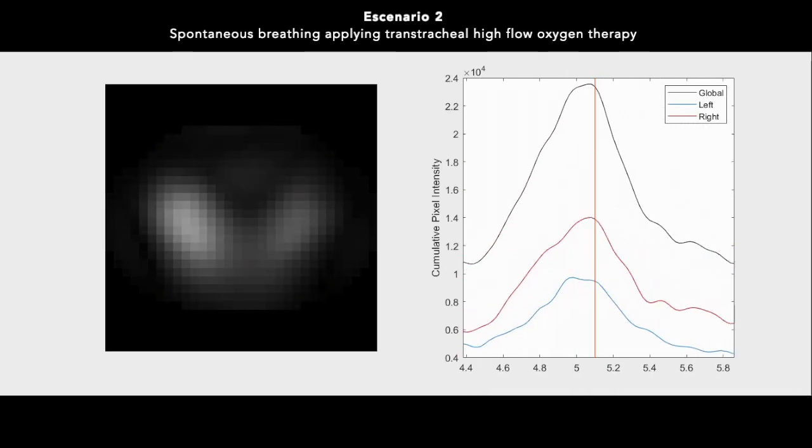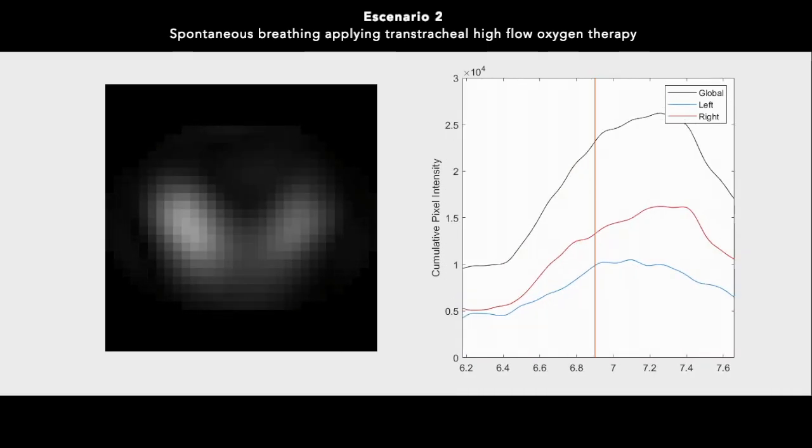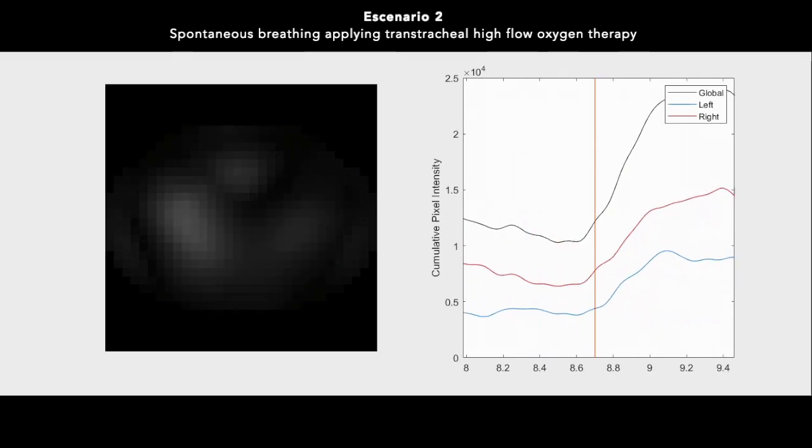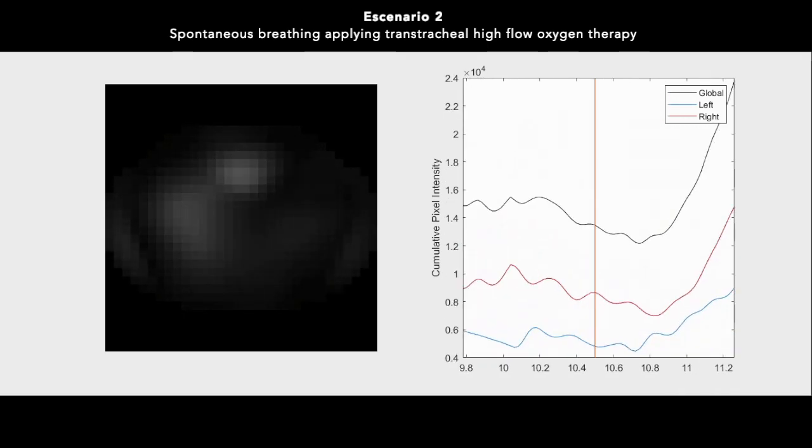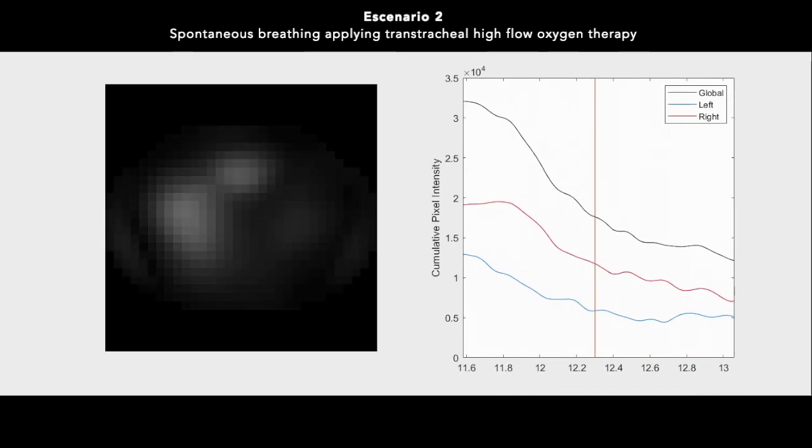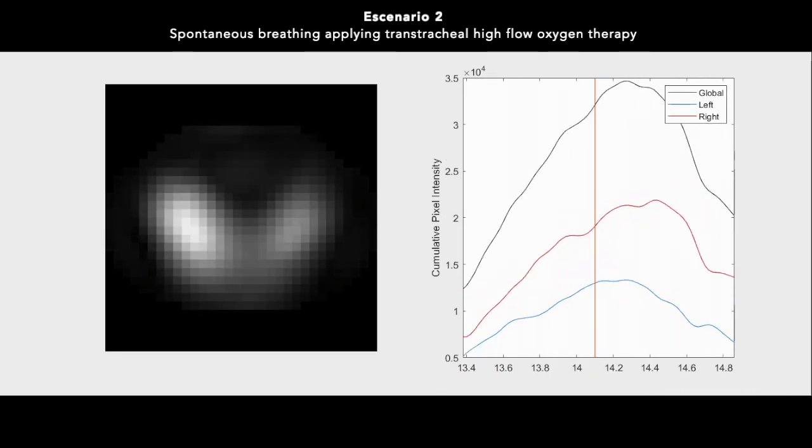Now we are observing the same patient with the application of high-flow oxygen through the tracheostomy. It can be observed that the native lung still has the highest representation of impedance or volume.